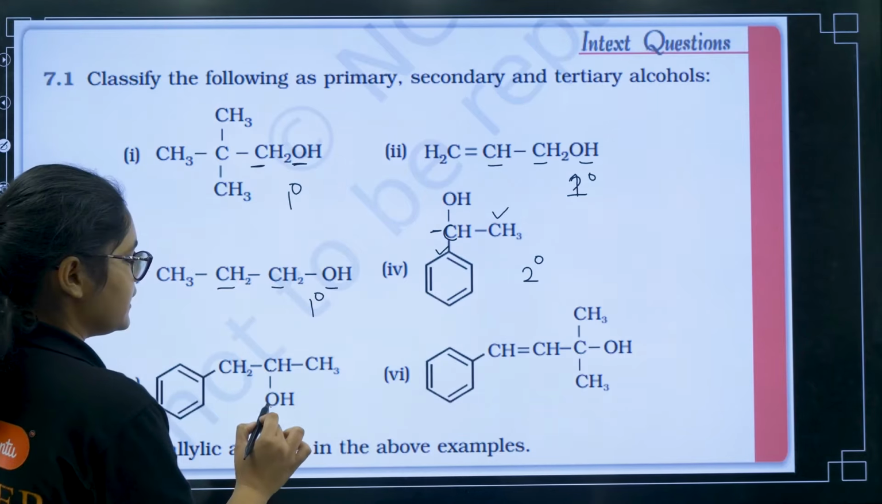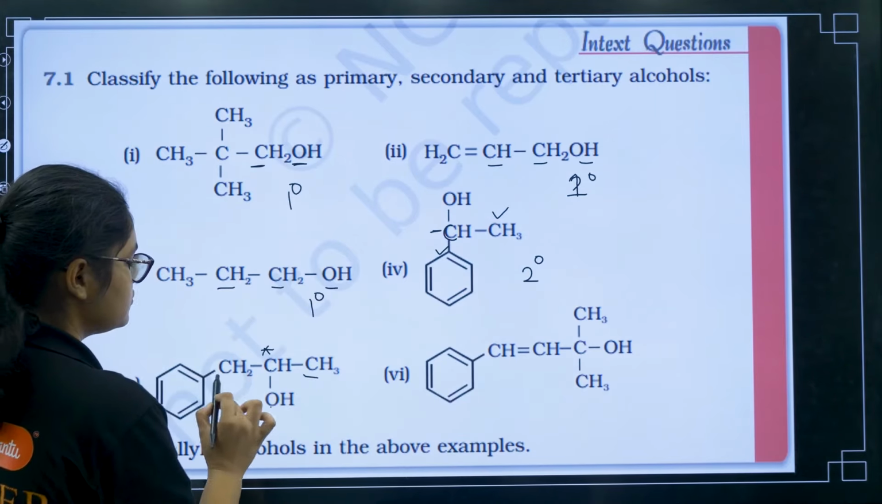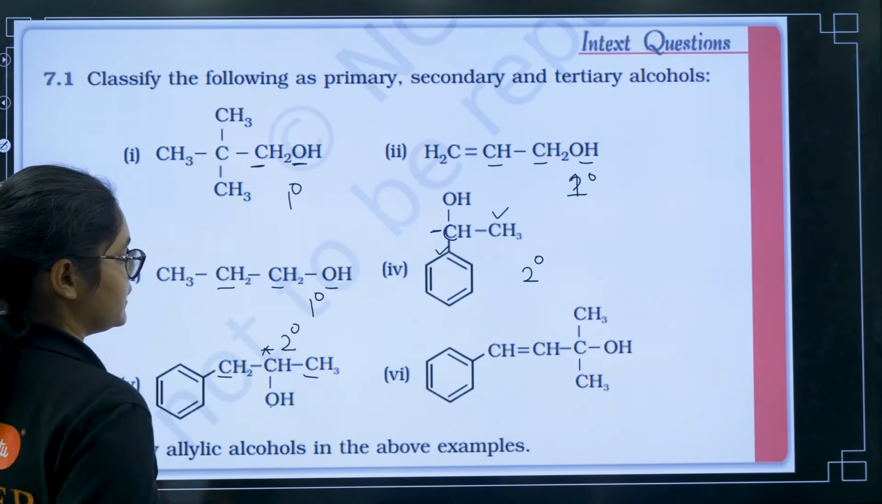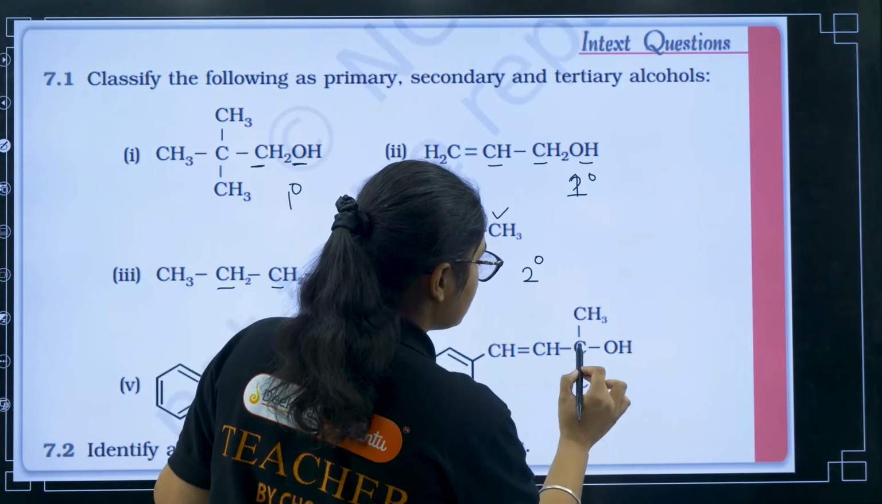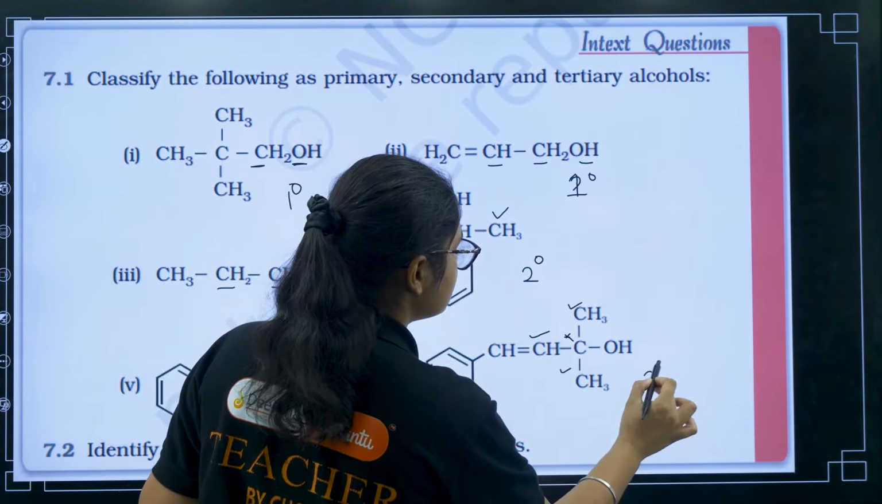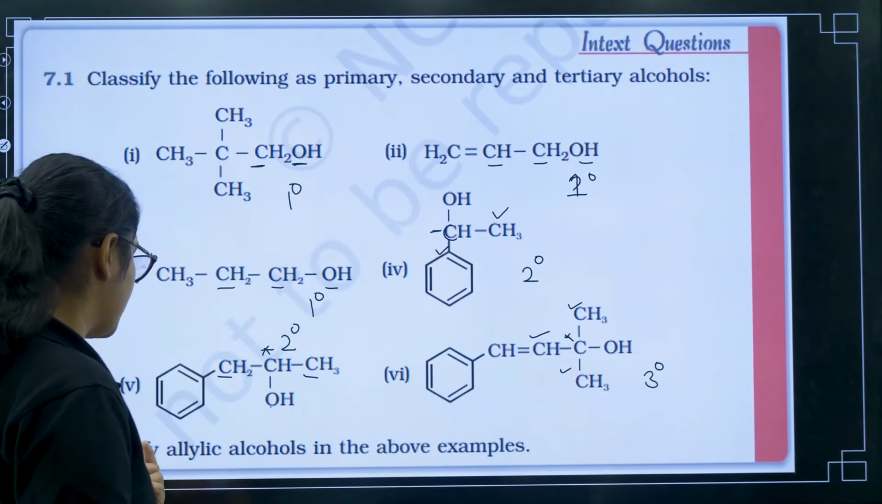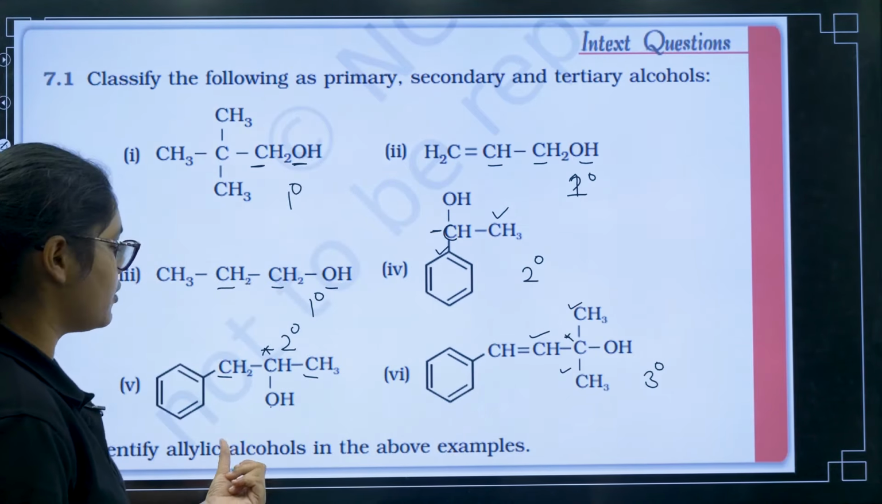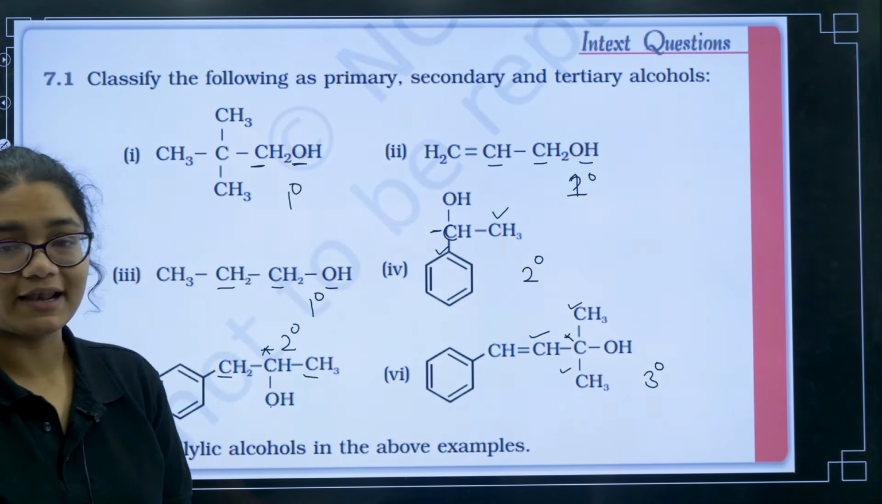Now the carbon containing the OH group, this carbon is attached to two carbons, so it is also secondary. Next, the carbon containing the OH group, this carbon is attached to three carbons, so it is tertiary. Next, identify allylic alcohols in the above example. Now what is an allylic alcohol?